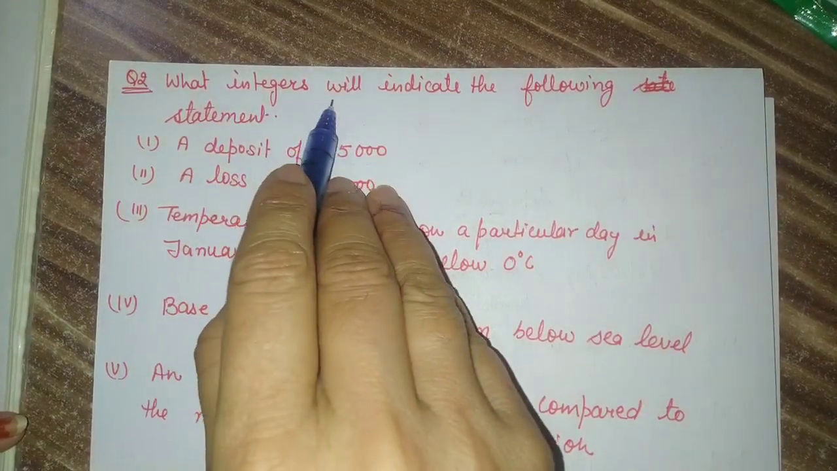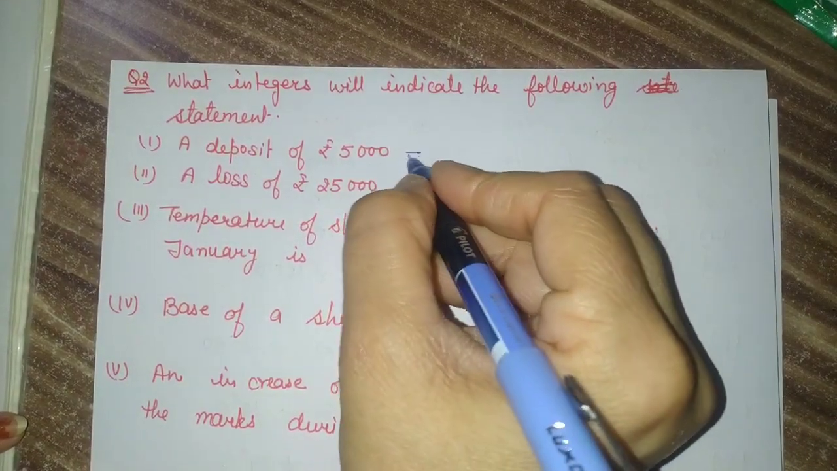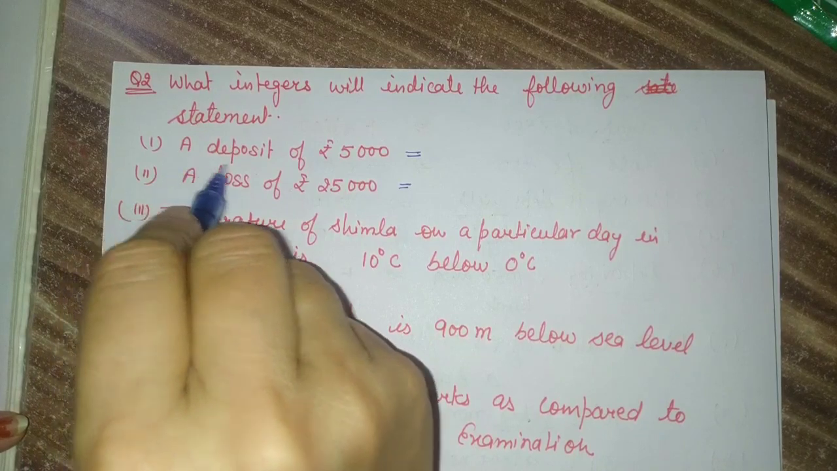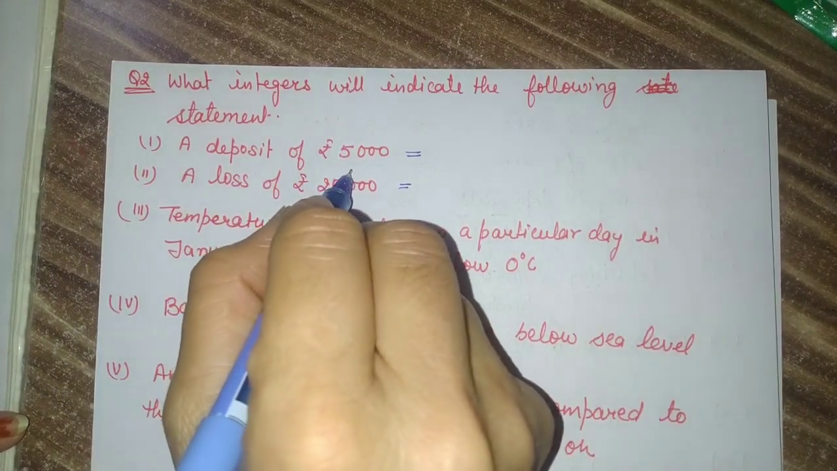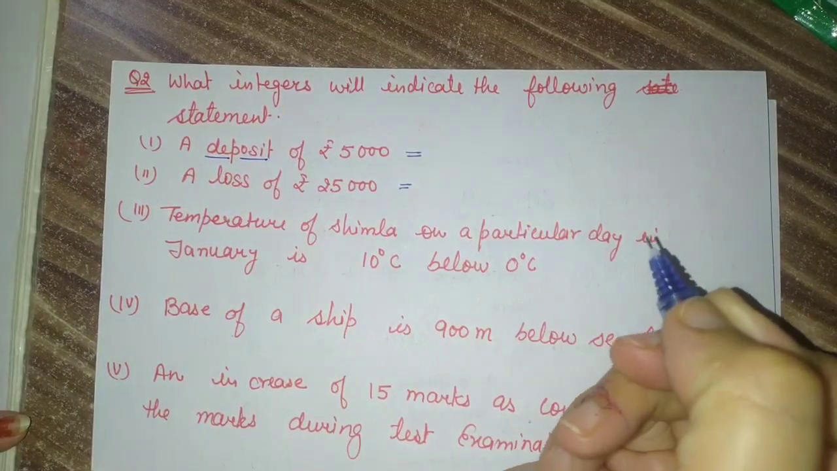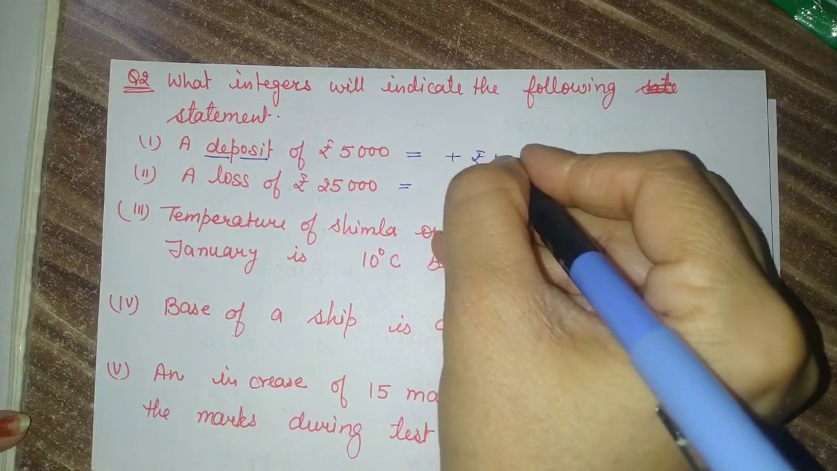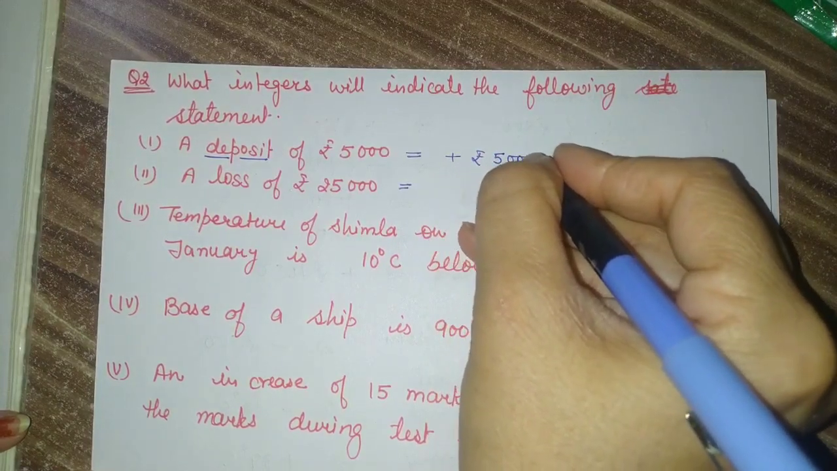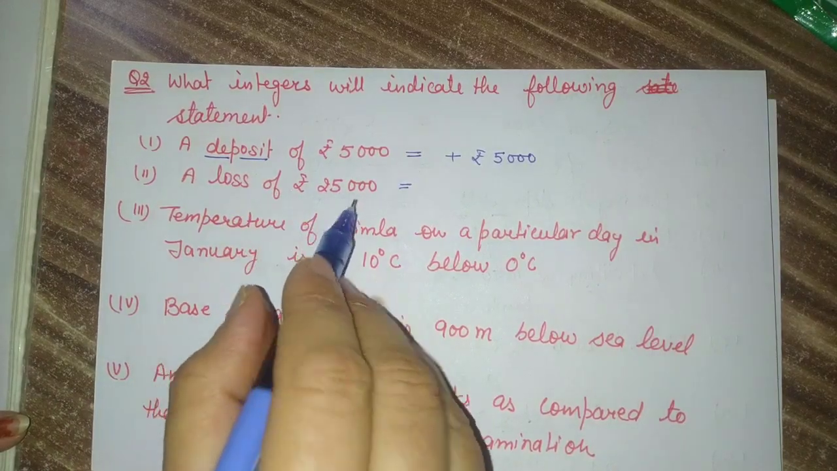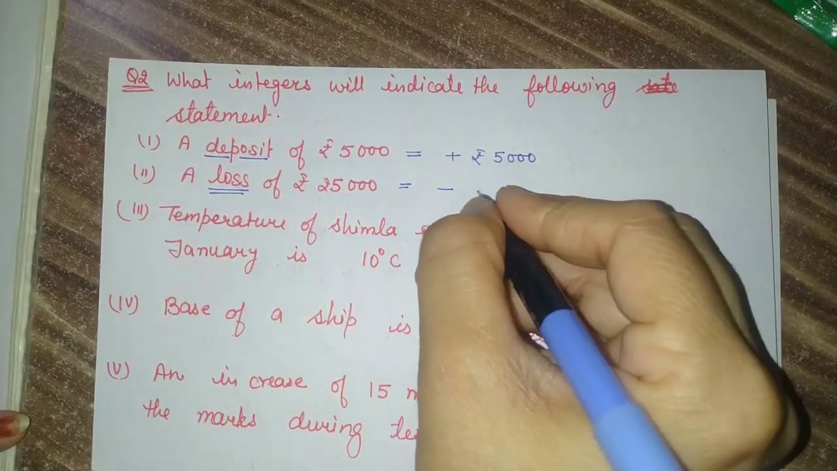What integers will indicate the following statement? That means we have to write integers for this one. A deposit of rupees 5,000 in bank. Deposit means a positive term. So the number will be plus rupees 5,000 or positive rupees 5,000. A loss of rupees 25,000. Loss is a negative term, so we will write negative rupees 25,000.